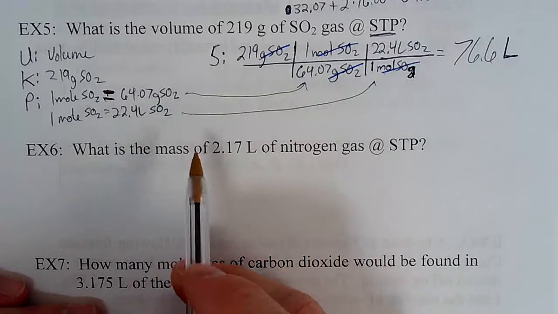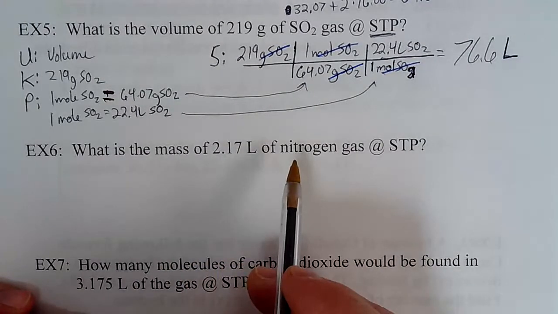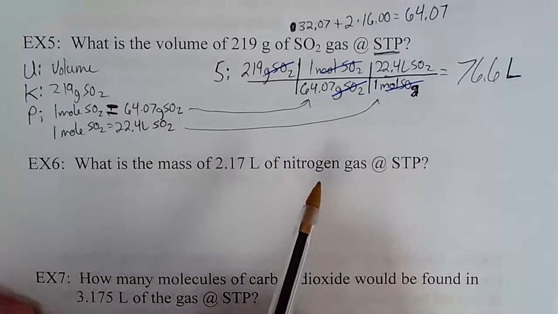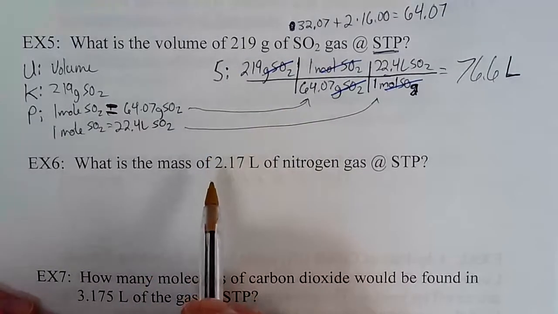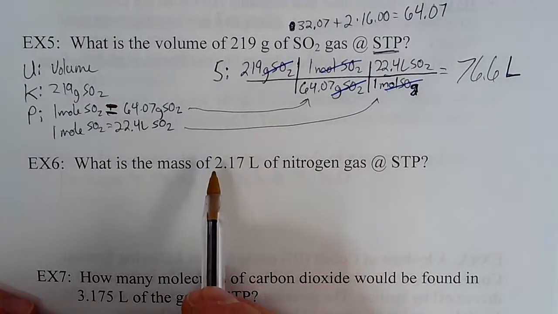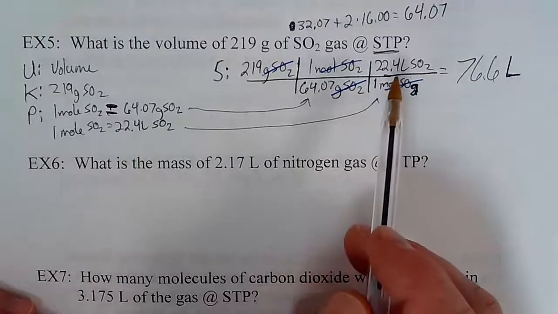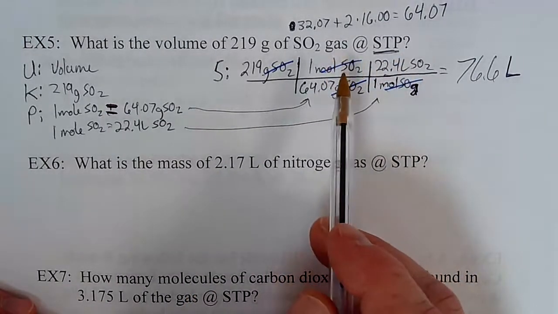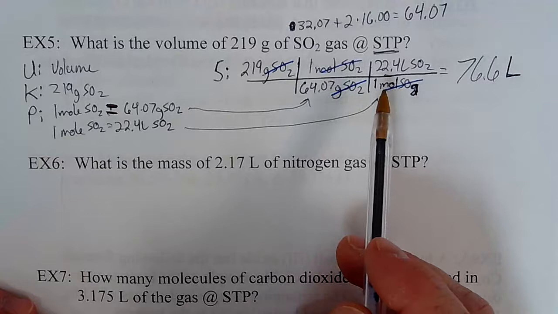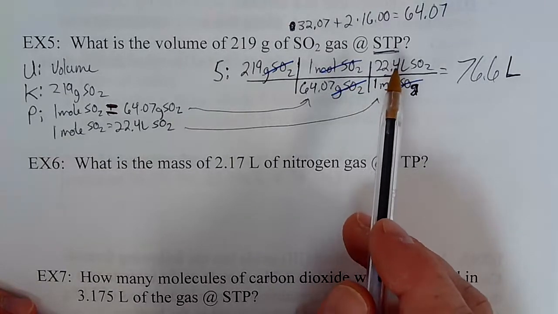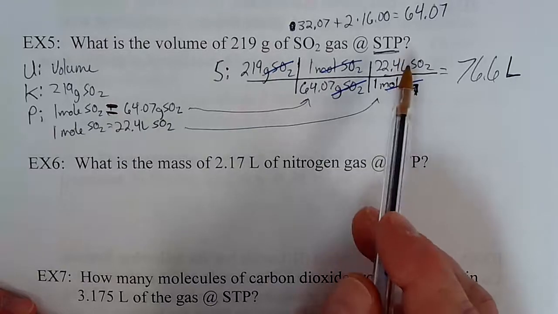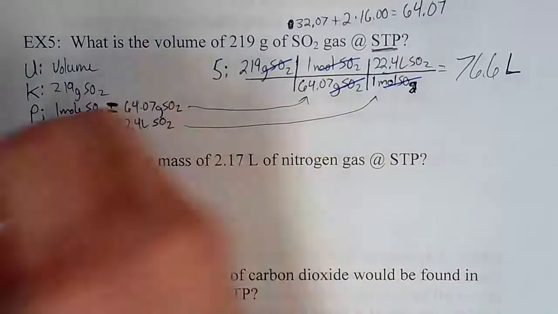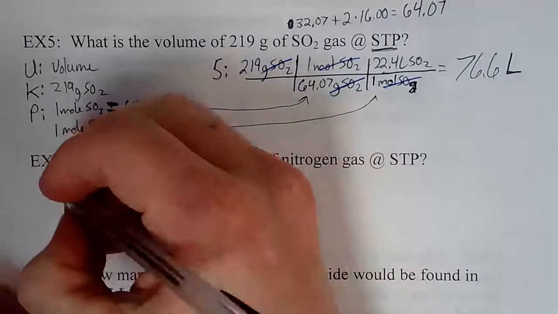This time it's asking us what is the mass of 2.17 liters of nitrogen gas. We don't know the mass. You're correct. How does this one compare to the last problem? It's the opposite. We're going in the opposite order. So the conversion factors will appear in the opposite order, and they'll be what? Reversed, or flipped over. Yeah, sure thing. So let's go for it.